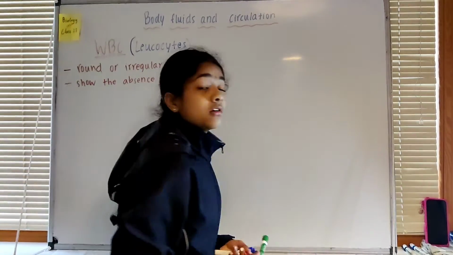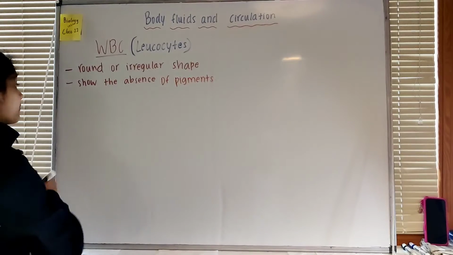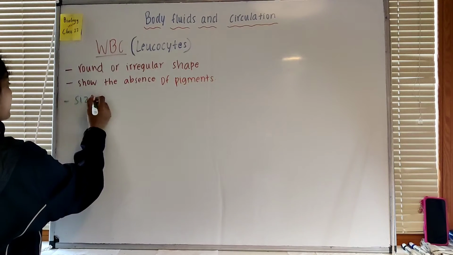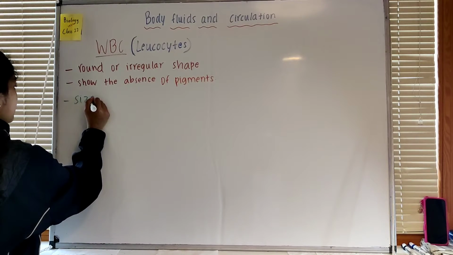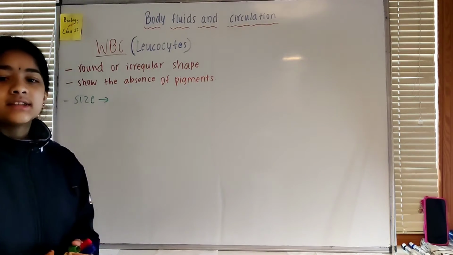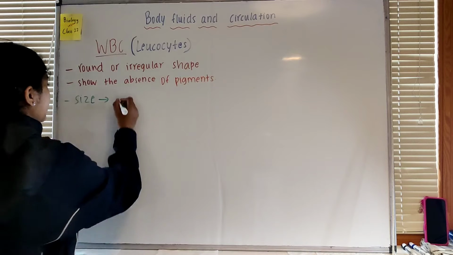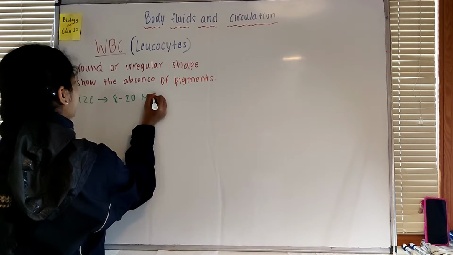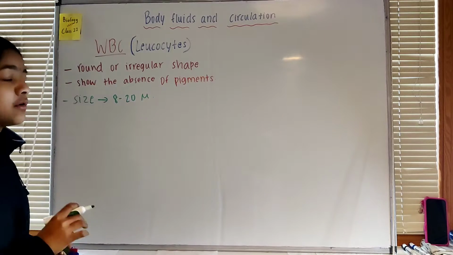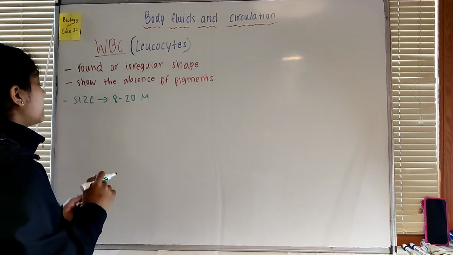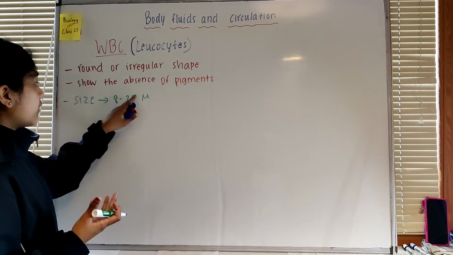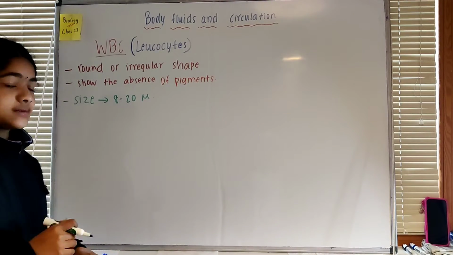Now, the size of the WBC is around 8 to 20 microns. We saw that in RBCs the size is around 7 to 8 microns, but WBCs are a bit larger, they are very big, around 8 to 20 microns.